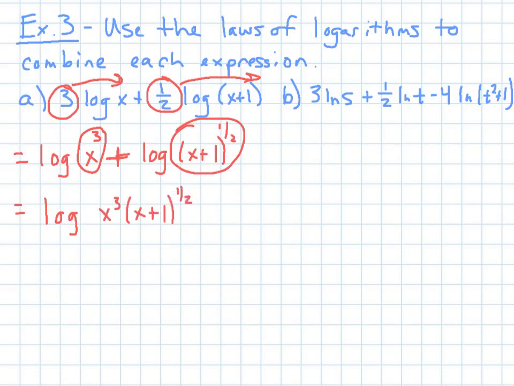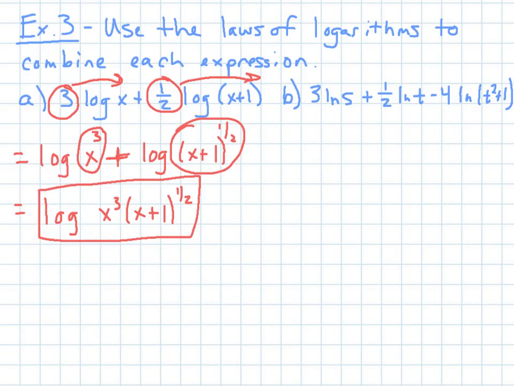Now here there's no other properties. You can change the 1/2 power to a radical or square root if you want, but there's no need really. It's the same thing. Okay, so here I am done because there's no subtraction, there's no addition, and there's no numbers out front of a logarithm, so I know I'm done combining this expression.